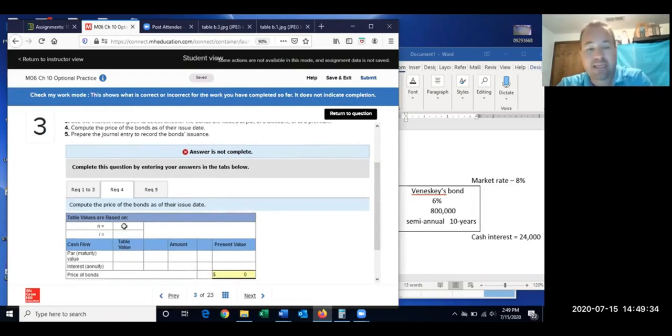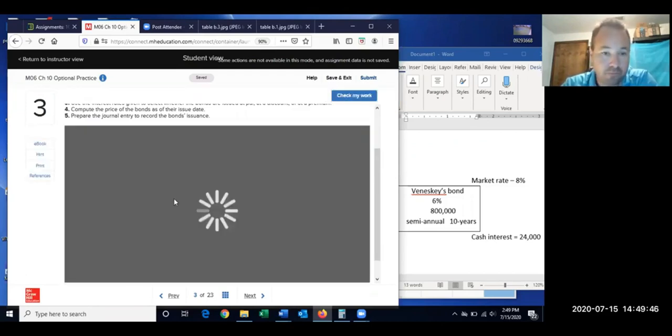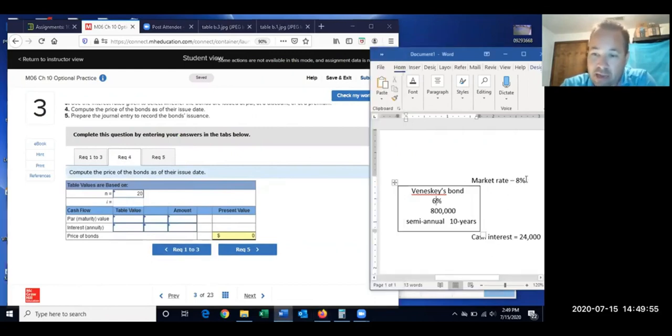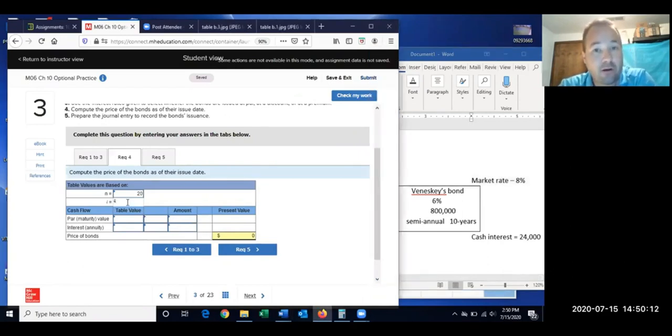So remember, N is how many payments do we have? How many interest payments are there going to be? Well, we just did that on the other one. There's 20. All right, so we've got 20 payments. The I is half, but remember, this is the only time we use the market rate, to get our I value for our charts. We don't want to put 8 because that's not the semi-annual rate. The semi-annual rate is half of that. We want to use 4 because our interest is paying semi-annual, so I want to use the market rate semi-annual.